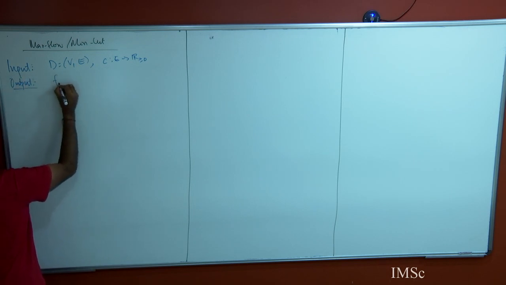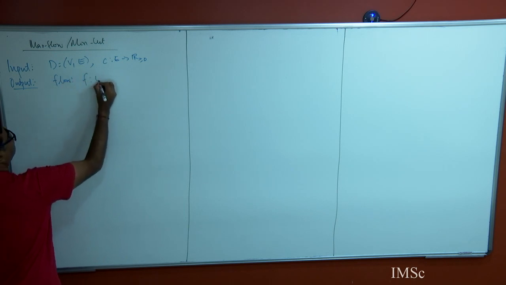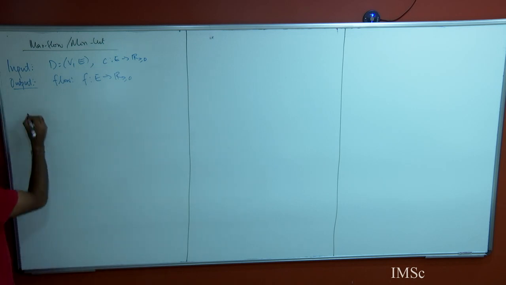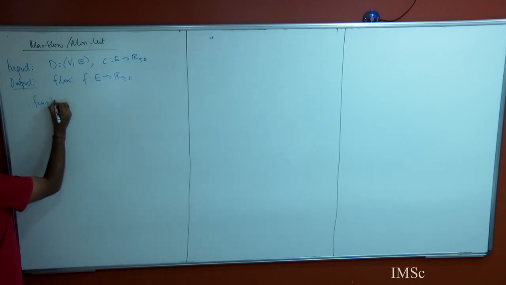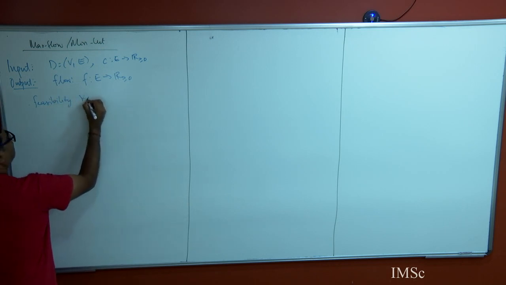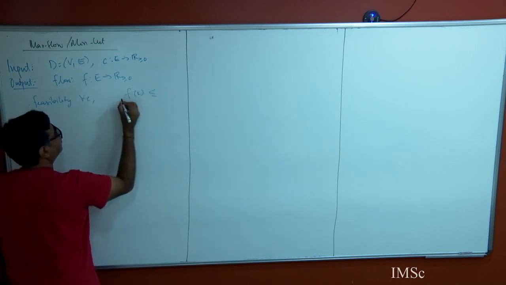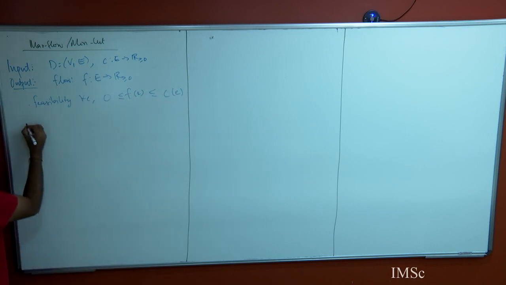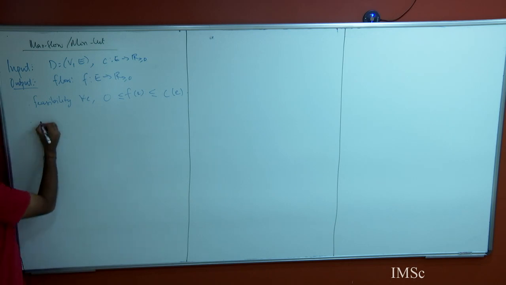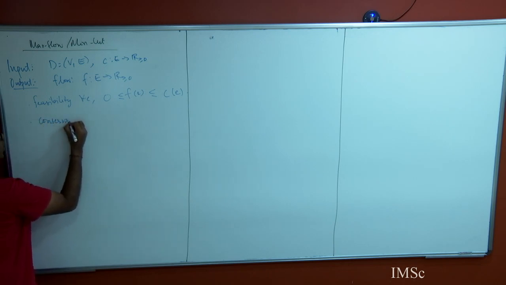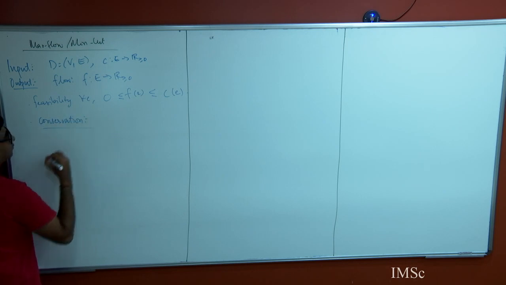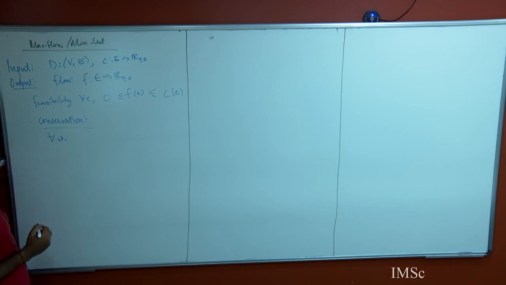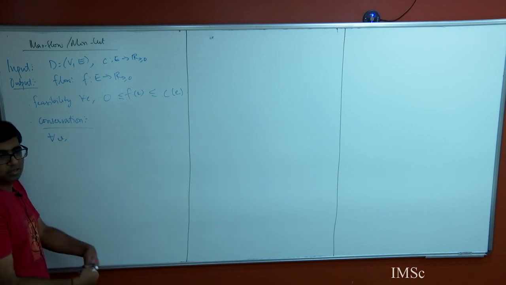what we call a flow. So a flow is basically a function from E to R positive with certain constraints. What was the first constraint? We call it the feasibility constraint. The feasibility constraint said for all e, f of e lies between 0 and the capacity of e. And secondly was conservation. What was conservation? Conservation was that for all v, what is coming in is what is going out.